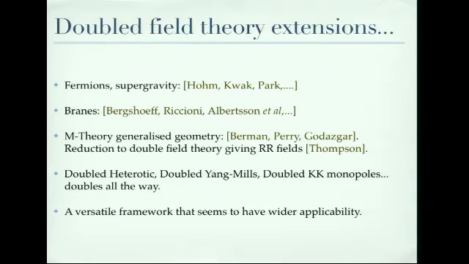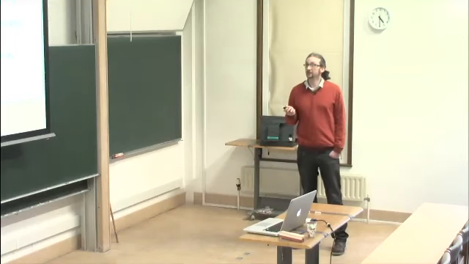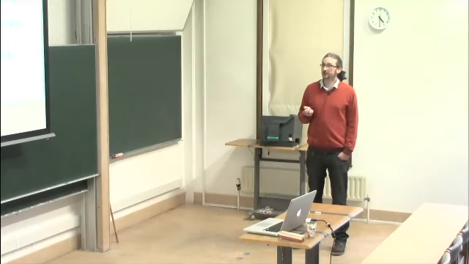And there have been many extensions to this double field theory as well. So Hohm and Kwak, as well as Park and Jeon, have looked at adding fermions and supergravity. There are also branes, which Bergshoeff, Riccioni and Albertsson and friends have done as well. And then there's also a quite related M-theory approach, where instead of the metric and the antisymmetric tensor, you've got the metric and the C field, the extended theory of generalized geometry of Berman, Perry and Godazgar.